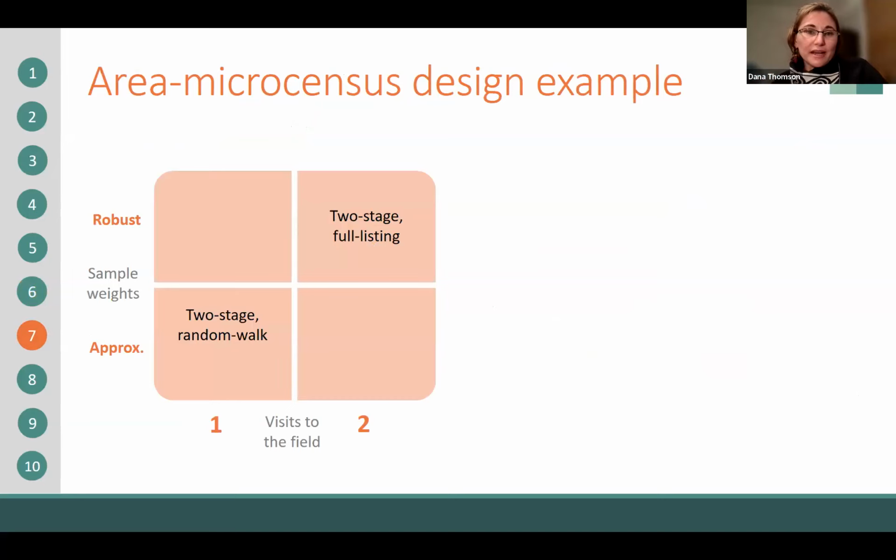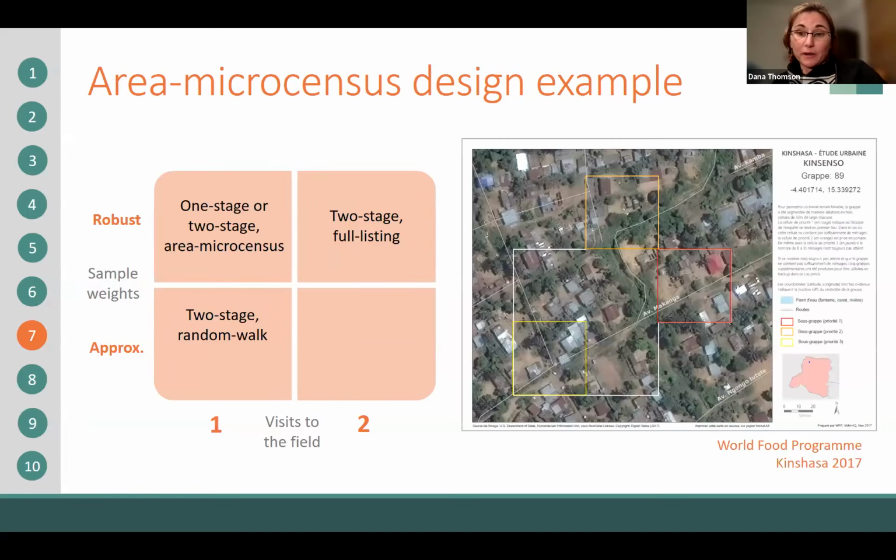I do want to make a quick shout out around this area microcensus design in terms of being able to accomplish two things at once that are usually very difficult to do in our world: doing one field visit with robust sample weight calculations. With the one stage or two stage area microcensus designs that we detail in the manual, you are able to calculate these robust sample weights while only doing one visit to the field. And this is super attractive, even just as a cost saving and time saving measure. In the world of opinion polling, it can help get the turnaround that you are often looking for.